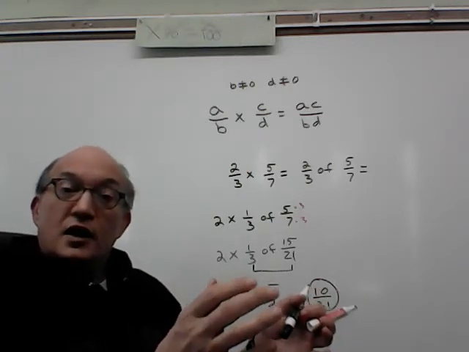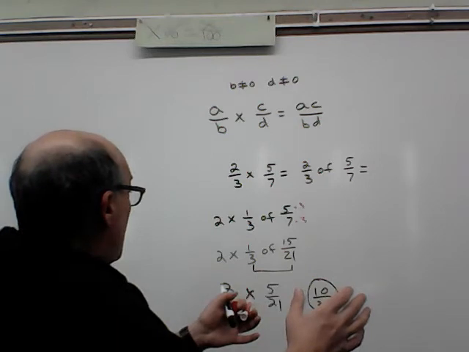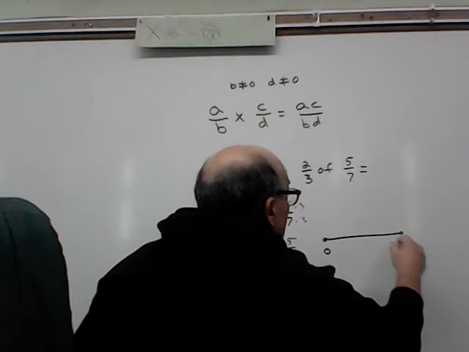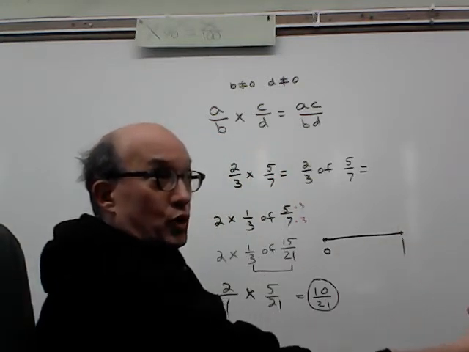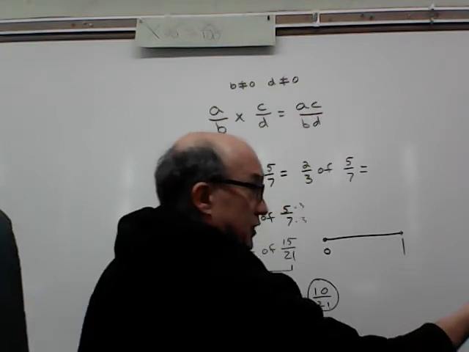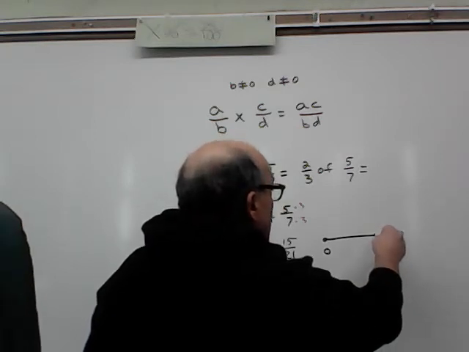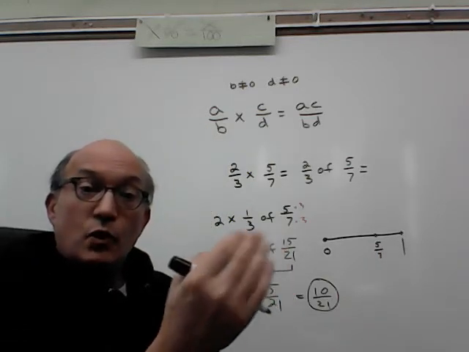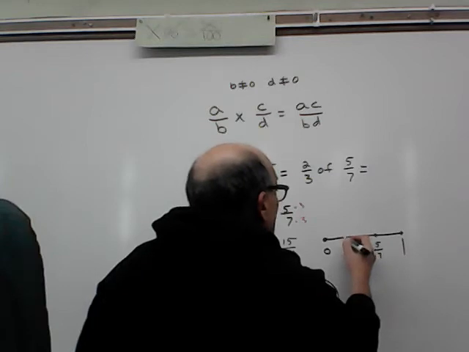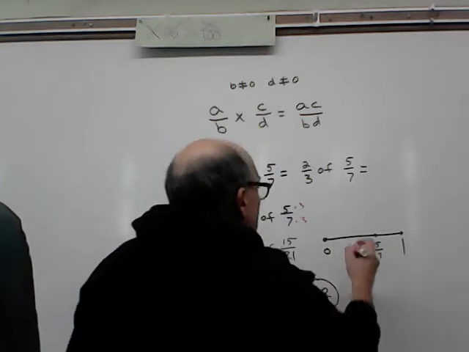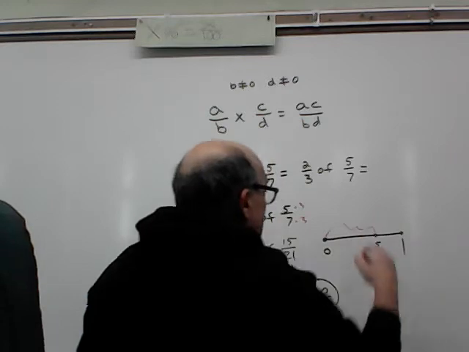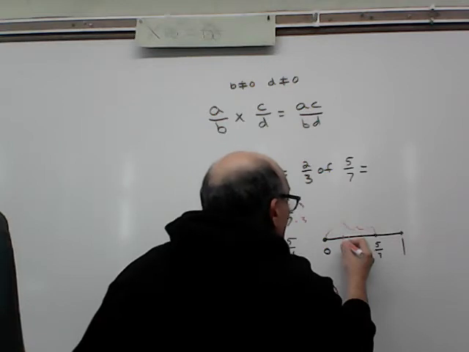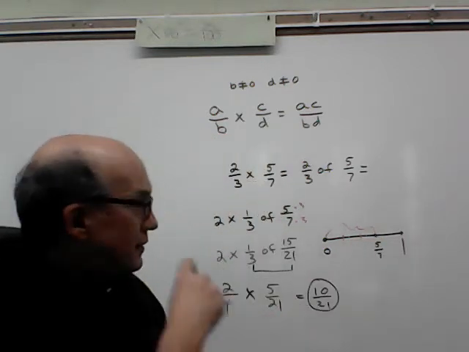Now, if we were thinking of a number line, we would have the 5/7. 5/7 is more than half. 4/7 is more than half. So maybe 5/7, I'm just going to estimate, maybe 5/7 would be something like that. And we want 2/3 of it. So we would have to think about dividing this distance into 3 equally sized pieces and then going to the second one. So it would be something like that, right?